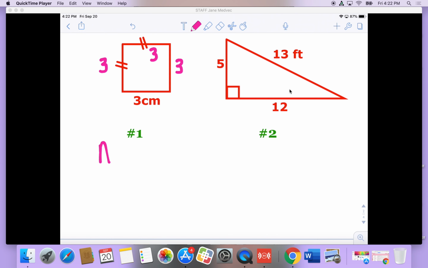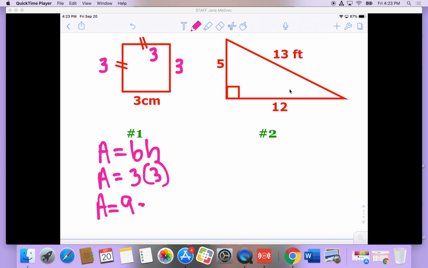So the first thing I do, I pick out my formula. Area equals base times height. Area equals, my base would be 3 times my height, which is 3. Notice I'm using parentheses. I'm not going to use a dot because that can be confused as a decimal. And I'm not going to use an X because that can be confused as a variable. So notice that I'm using my parentheses. And my final answer, A equals, would be 9 centimeters. And then you're going to have a little 2 up above it. Notice that it's small. That means that it's squared. And its area.